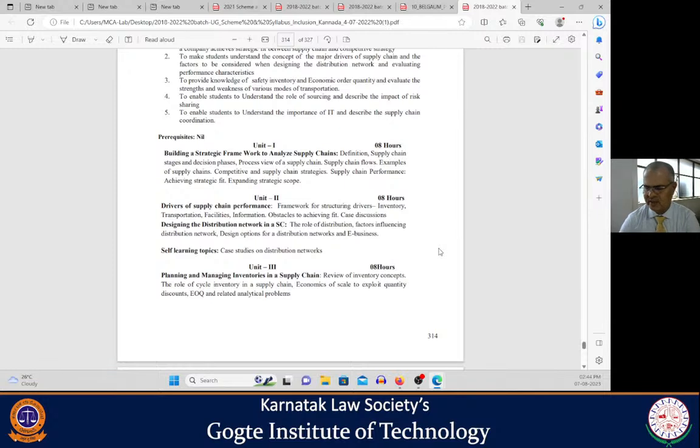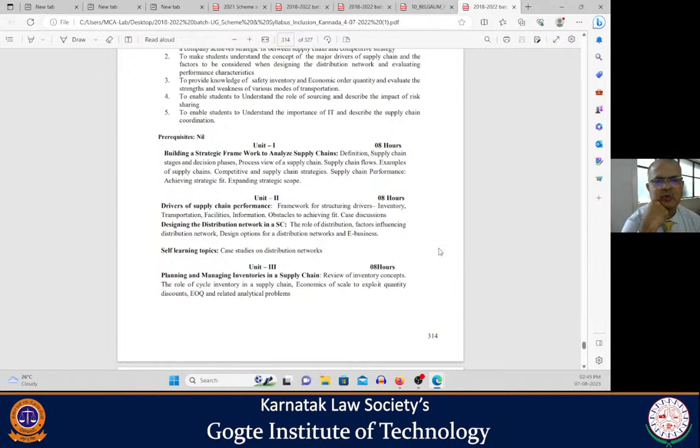Unit 1 is focusing on the design of supply chain. There are design phases in supply chain management, and there are so many views of supply chain, that is a push view, a pull view, or a cycle view, etc. And also something called supply chain drivers, for example inventory, transportation, information, pricing, and all. They are going to be the supply chain drivers. So those things are dealt with in unit number 1.